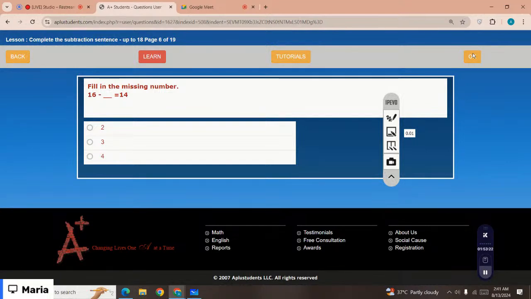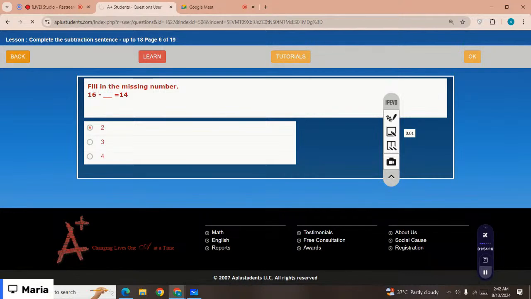Fill in the missing number. The correct option is 16 take away 2 is 14. The correct option is 2. Okay, you can complete the lesson by yourself.